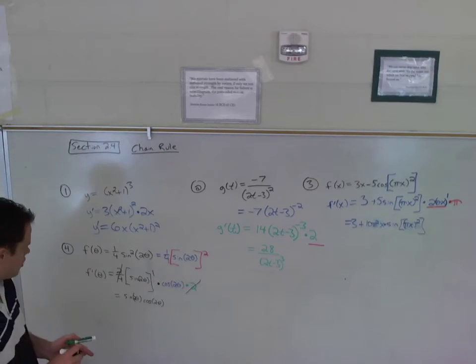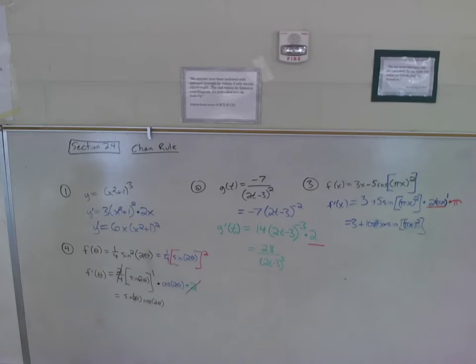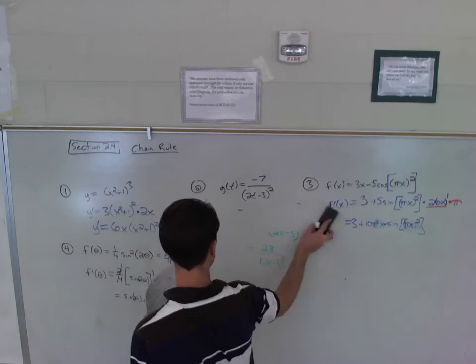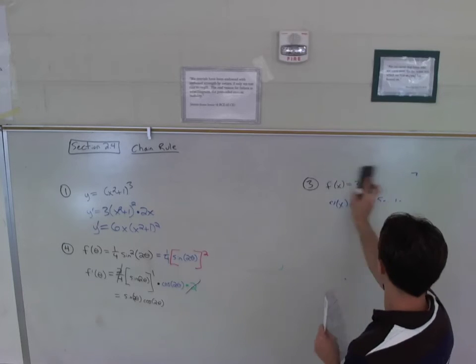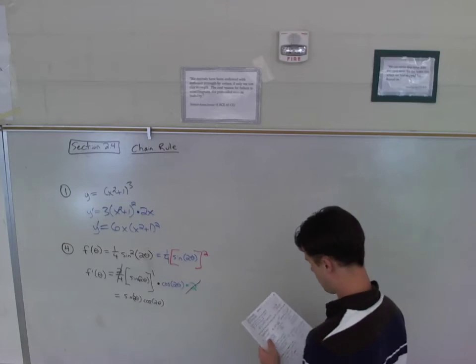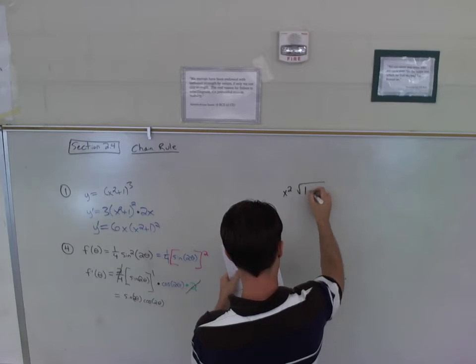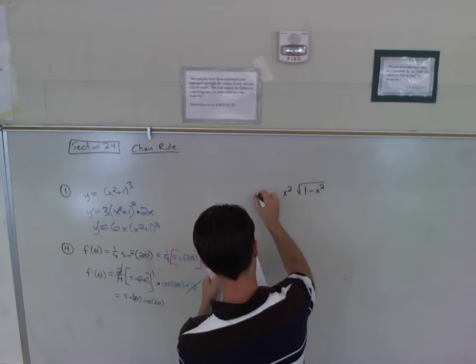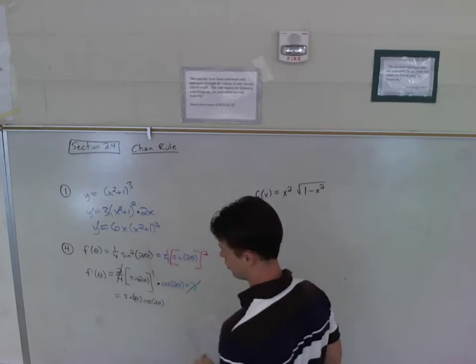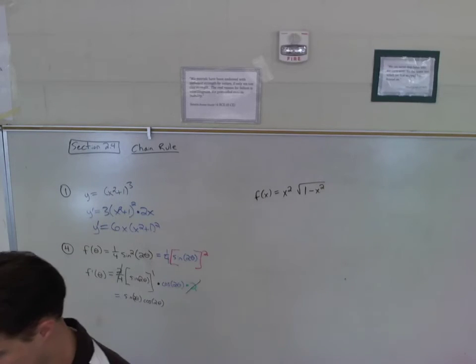Last one. One more. These last ones are really challenging. Because it's 2 times 1, or 2 times a half. X squared. Okay, let's try that. X.